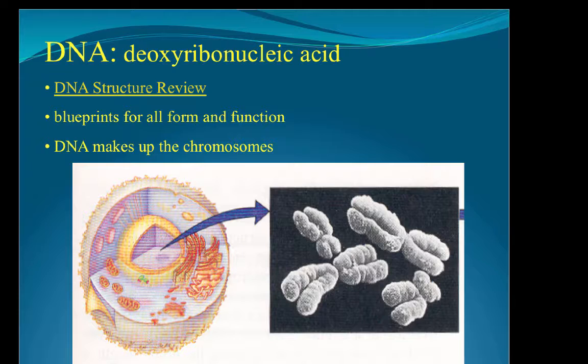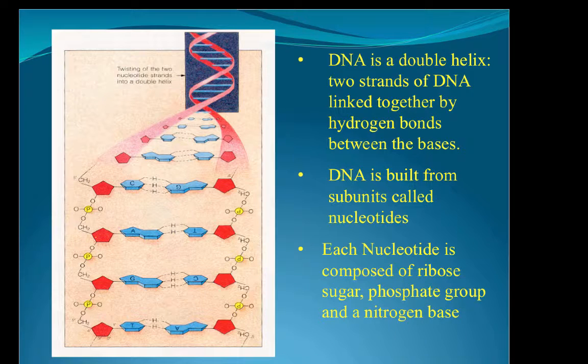So contained within that nucleus is DNA, deoxyribonucleic acid, and we're going to look at DNA in depth as we go through the semester, but essentially DNA is going to provide the blueprint for all form and function of an individual's life. And DNA makes up chromosomes that also reside within the nucleus. DNA structure is a double helix, meaning that two strands are linked together with hydrogen bonds. And DNA is built with subunits called nucleotides.